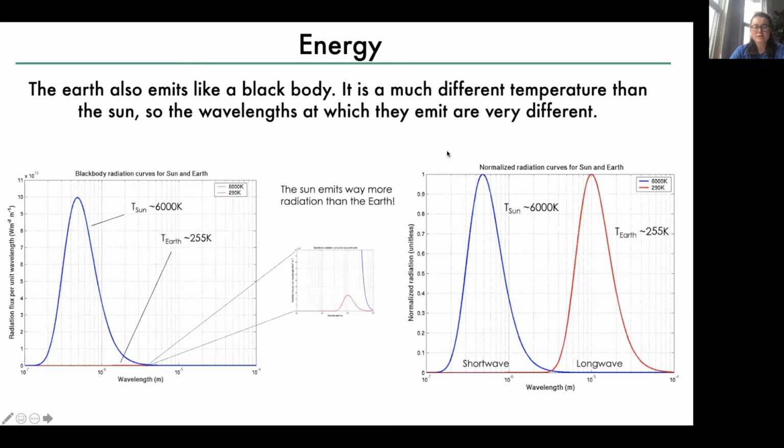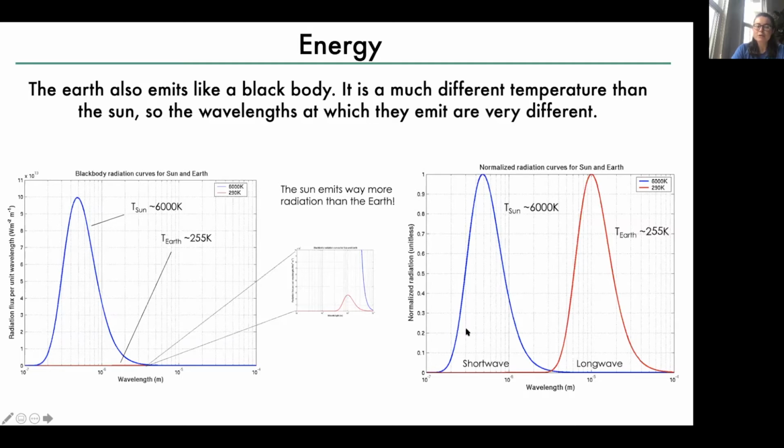The Earth also emits like a black body, but it's at a really different temperature than the sun. So the wavelengths at which the Earth and the sun emit their radiation are very different. Here is the black body radiation curve for the sun, and here in red is the black body radiation curve for the Earth. You can see that the Earth is all the way down here with its radiation intensity. It's much, much smaller than that of the sun, and you can't really even see it. So here's a little inset showing that indeed the Earth does have a wavelength of maximum intensity.